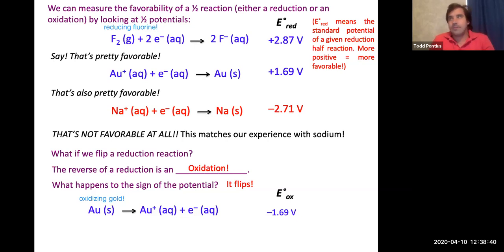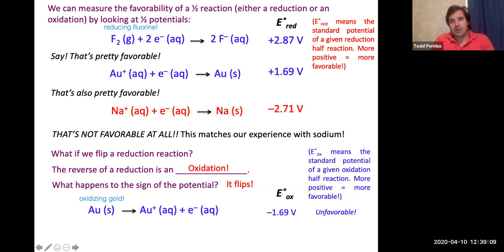Have you ever seen a friend who's really upset? You say, friend, why the long face? And they say, well, my gold rusted. Probably not. Gold doesn't tend to do that. And that's one of the reasons why it's such a precious metal, because it's really averse to getting oxidized, to losing electrons. So this is unfavorable.